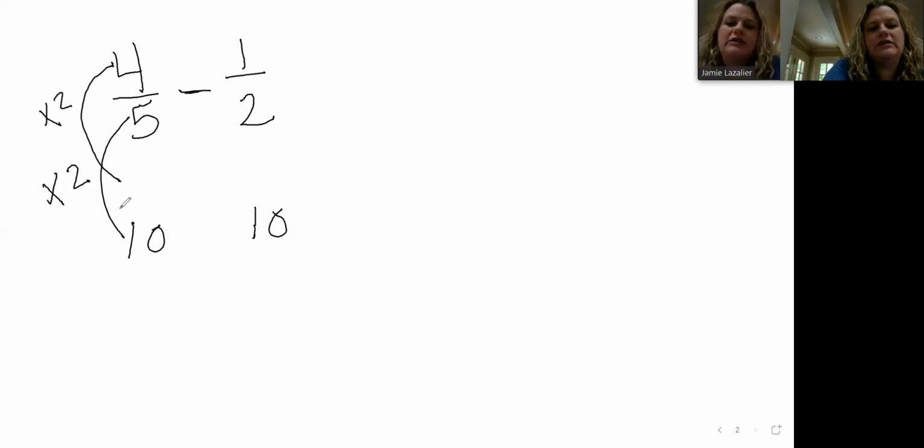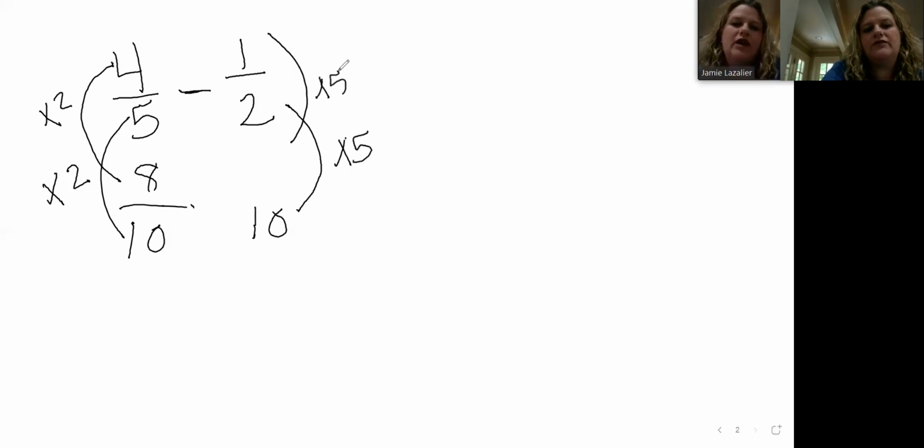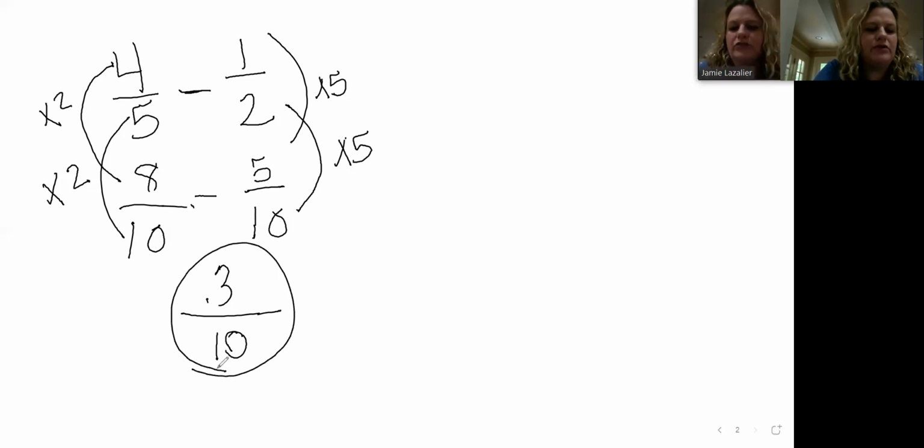4 times 2 is 8. Now the bottom over here, what would I have to do to the 2 to make it a 10? Times 5. 1 times 5 is 5. 8 minus 5 is 3. And the 10 just stays. There isn't anything that 3 could be divided by that 10 could also be divided by, so we're done at 3/10 more homework.